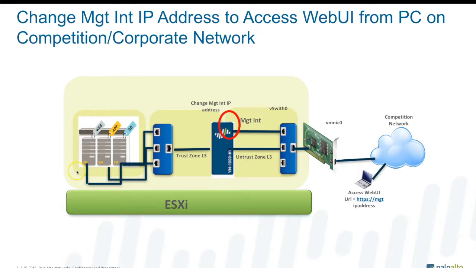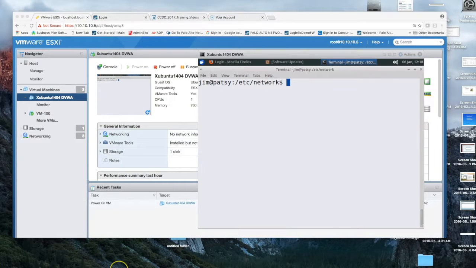So let's go over and take a look at the interface of our virtual servers, how we have that set up. Okay, so here we are in our ESXi host web UI, and this is my lone virtual server that I'm going to protect with my VM100 firewall.